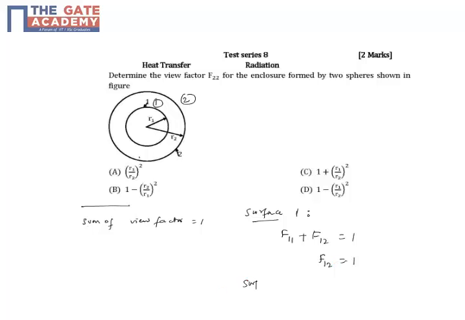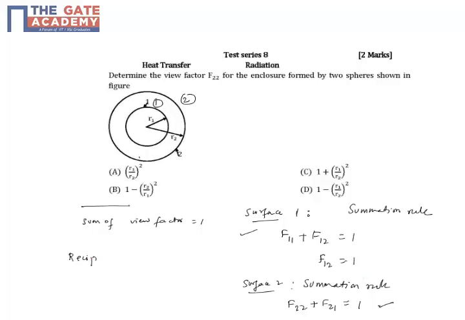Now for surface 2, we can write F22 plus F21 is 1. F22 we cannot say directly, because some portion of the radiation from surface 2 enters surface 1 also. So individually we have written the summation rule for each of the surfaces, surface 1 and surface 2, but there is also the reciprocity rule.